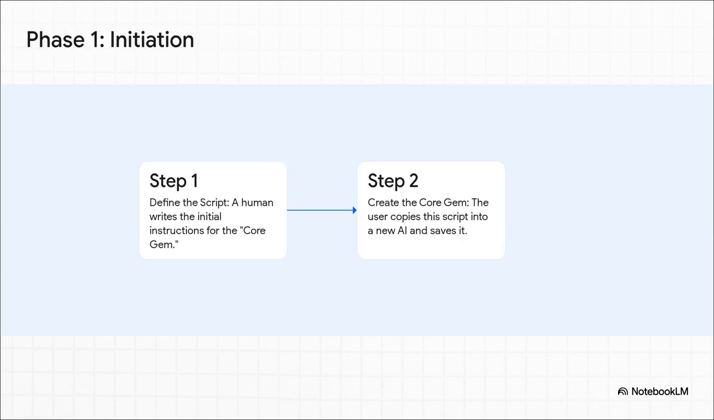So, everything kicks off here, in phase 1. And it actually starts with a person. A human user writes the initial script, the first set of instructions, and that script contains all those core directives we just talked about. This very first version of the AI is called the Gene Exicon Core Gem.